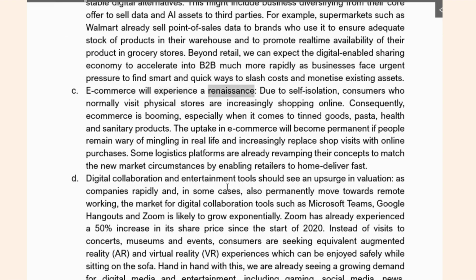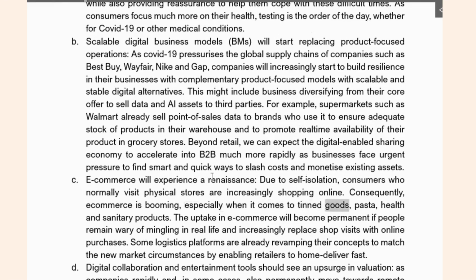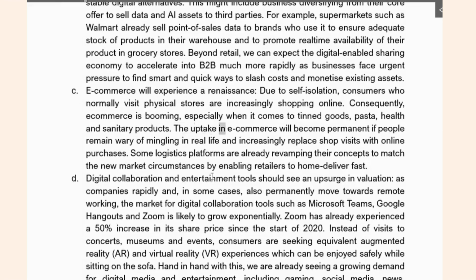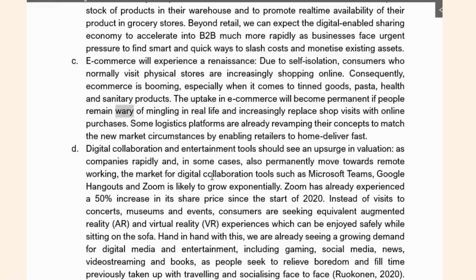E-commerce will experience a renaissance. Due to self-isolation, consumers who normally visit physical stores are increasingly shopping online. Consequently, e-commerce is booming, especially when it comes to tinned goods, pasta, health and sanitary products. The uptake in e-commerce will become permanent if people remain wary of mingling in real life and increasingly replace shop visits with online purchases. Some logistics platforms are already revamping their concepts to match the new market circumstances by enabling retailers to home deliver fast.